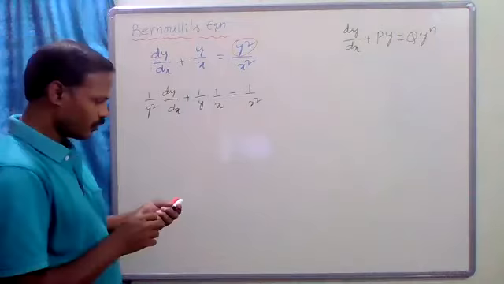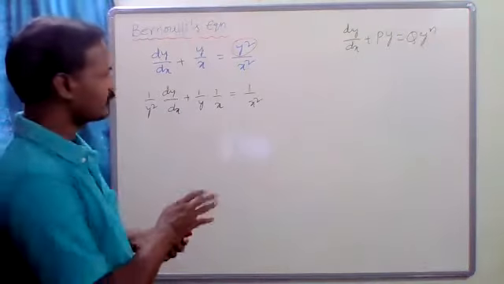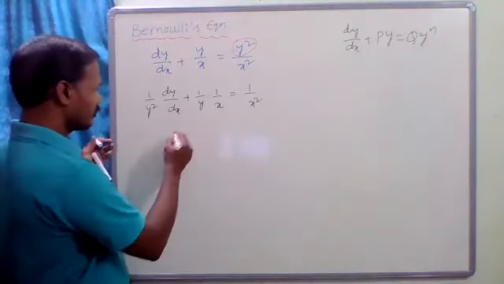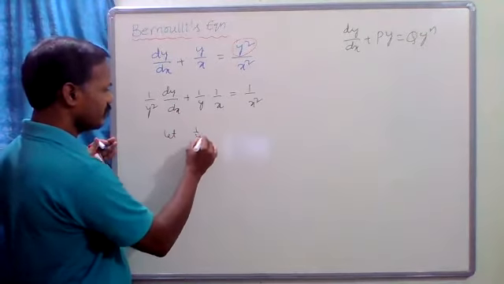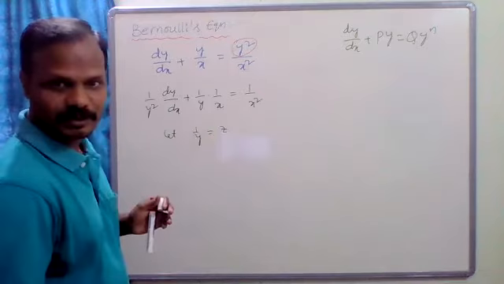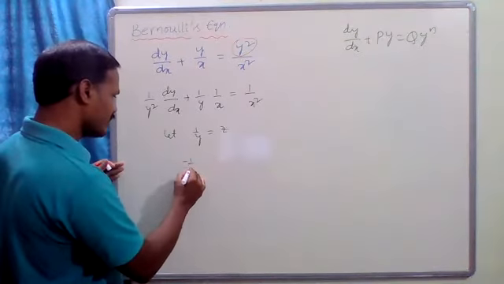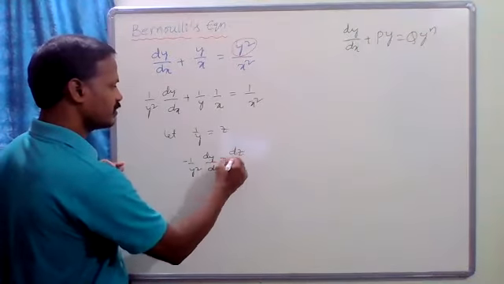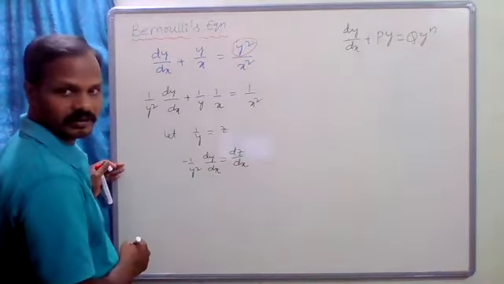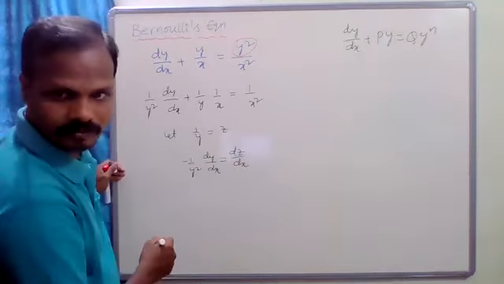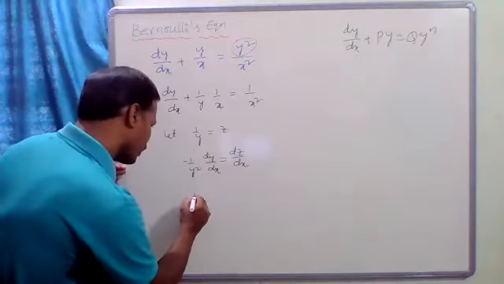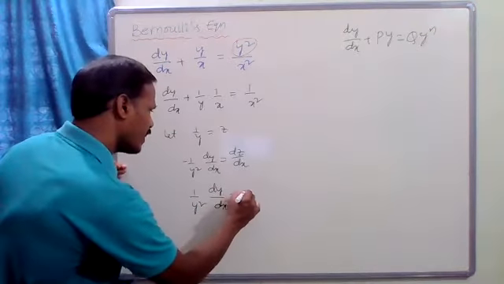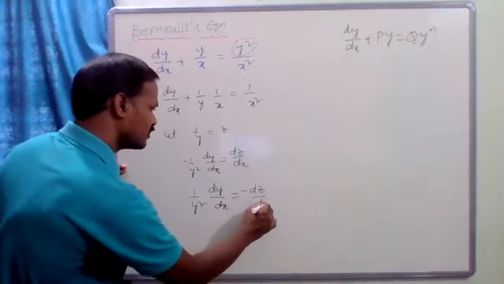And now what do you have to do? The coefficient of p can be taken as z. So let 1 by y equal to z. Differentiate with respect to x. Then minus 1 by y square dy by dx equal to dz by dx. Now this is 1 by y square dy by dx equal to minus dz by dx.